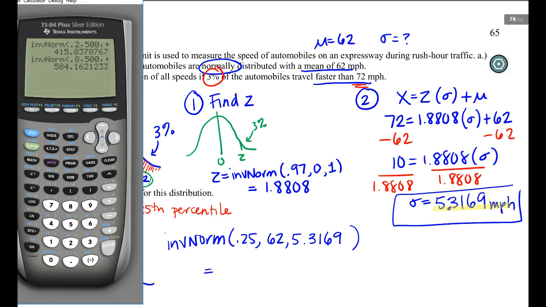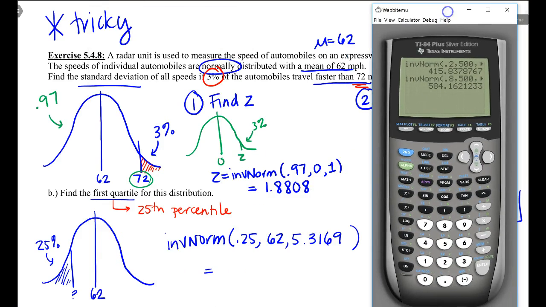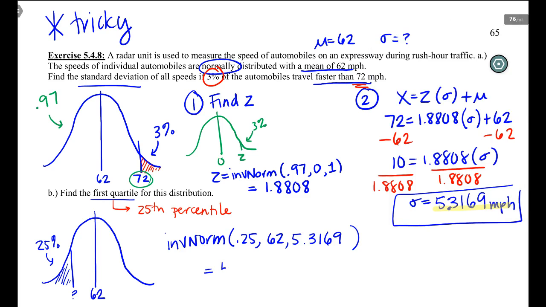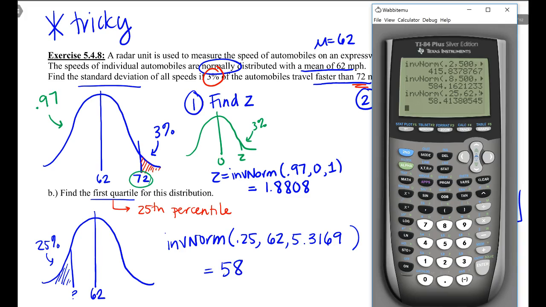And that's it. So inverse norm, 0.25, 62, and 5.3169. So we get out 58.4138.